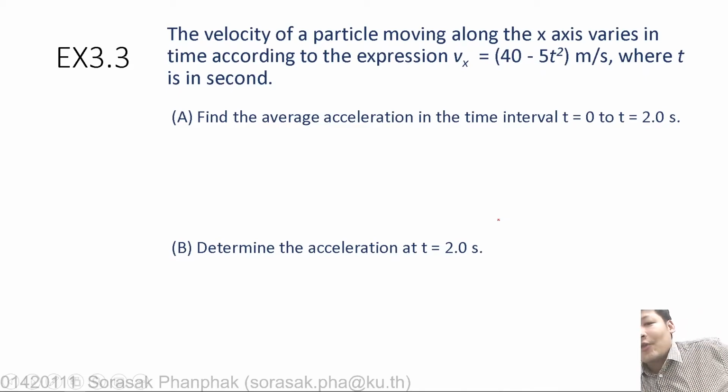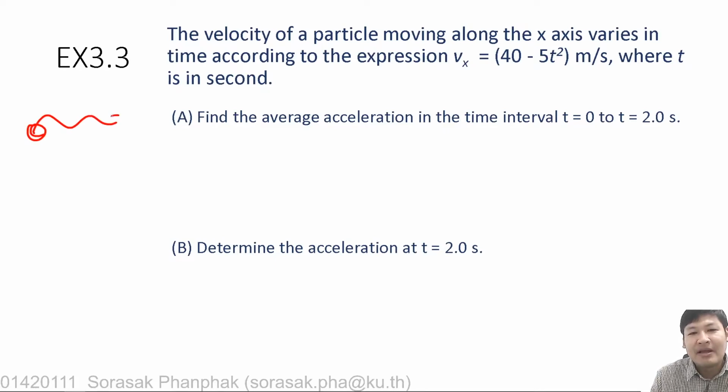Now this is another interesting problem as well. You already used all this kind of information before, but now we're going to do a quick drill on this problem. So think about a particle moving. Now it's moving in the x direction only. So I'll represent the expression of Vx here equal to 40 minus 5t squared, in meters per second.